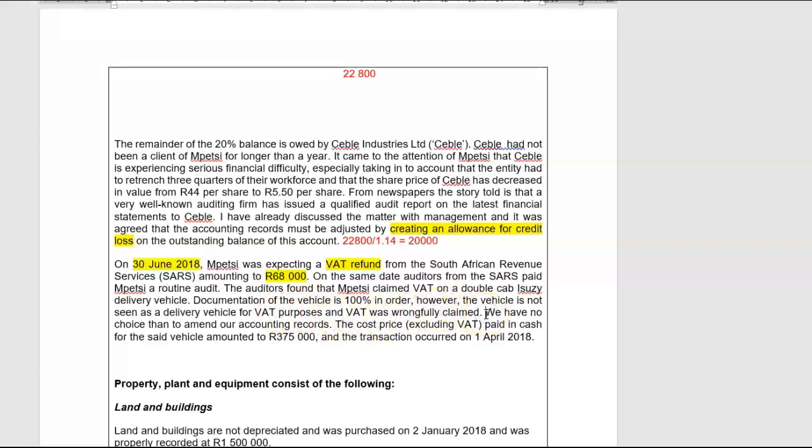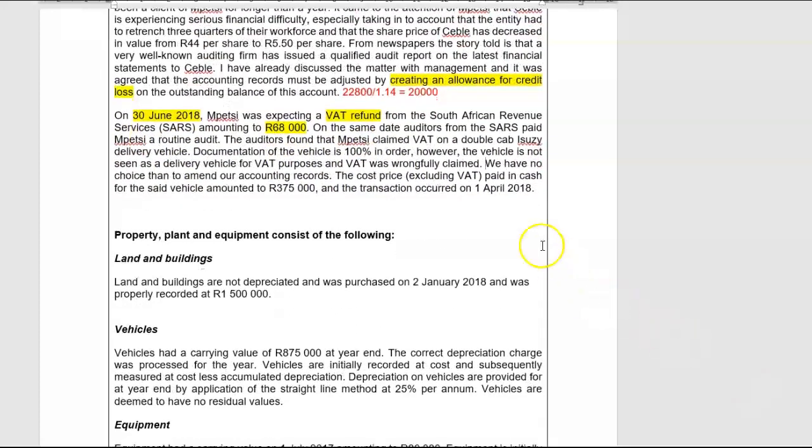Guys, you're not allowed to claim VAT out of a business perspective on a double cab bakkie, because SARS classifies a double cab as a passenger vehicle, and does not allow you to claim VAT on passenger vehicles. The business can, however, claim VAT on all other vehicles that it uses for business purposes. So if you have a single cab bakkie, you can claim VAT. Even if you have an extended cab bakkie, you can claim VAT. But if you have a double cab bakkie, that is a passenger vehicle and you cannot claim VAT. We have no choice other than to amend the accounting records.